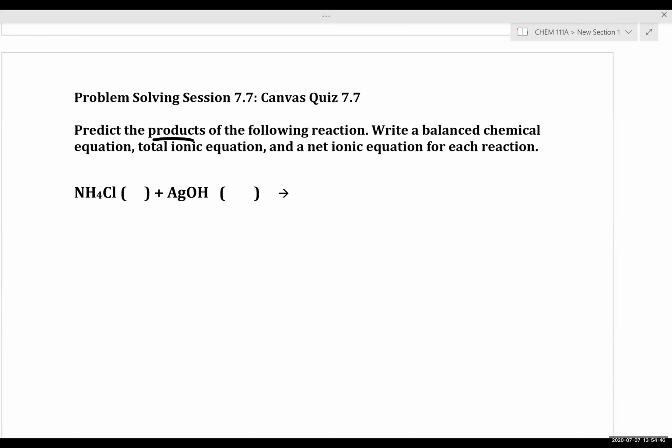And we'll discuss the first part of this example, which is just predicting the products of this reaction, in about 3 minutes.